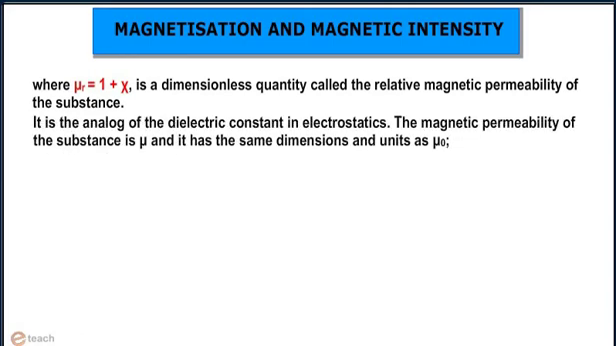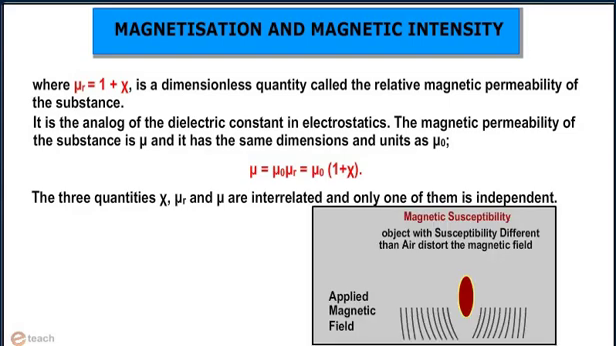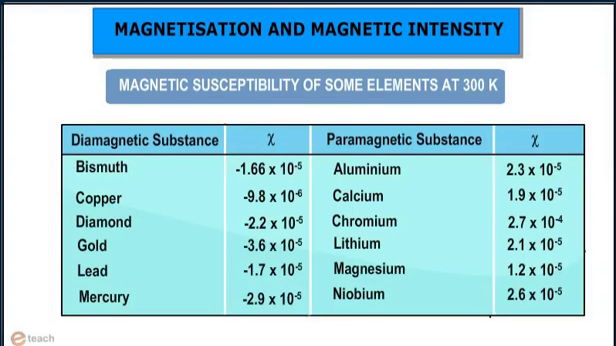It is the analog of the dielectric constant in electrostatics. The magnetic permeability of the substance is mu and it has the same dimensions and units as mu naught. So mu is equal to mu naught into mu r, which is equal to mu naught into 1 plus X. The three quantities X, mu r and mu are interrelated and only one of them is independent. Magnetic susceptibility of some elements at the temperature 300 Kelvin are as shown.